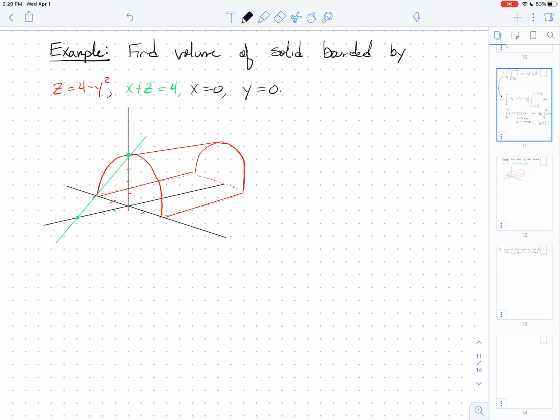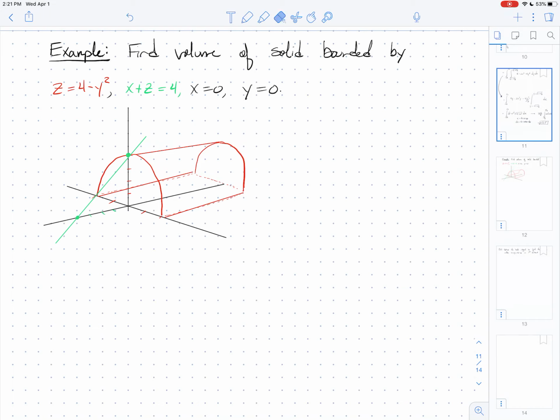Let's dive into our second example of setting up and evaluating a triple integral. So I went ahead and started the picture, but I didn't finish it because I wanted to show you kind of the hard part. So I want to find the volume of the solid bounded by all of these things.